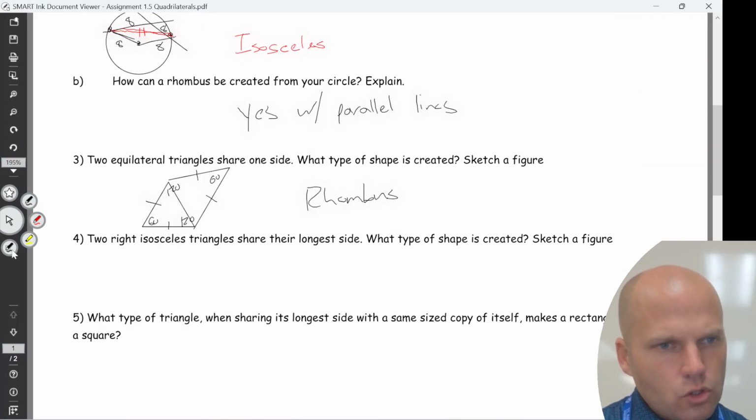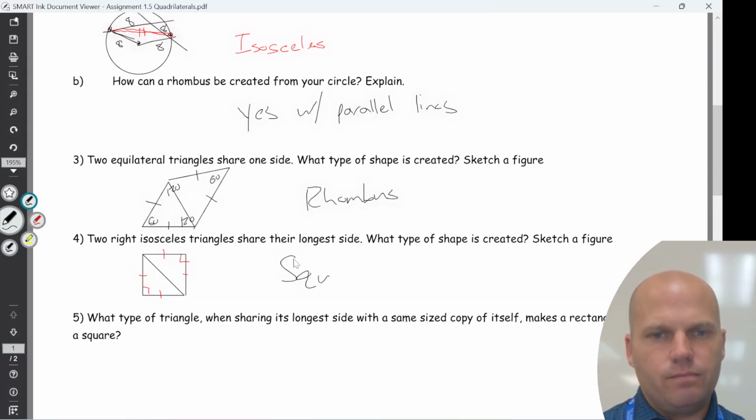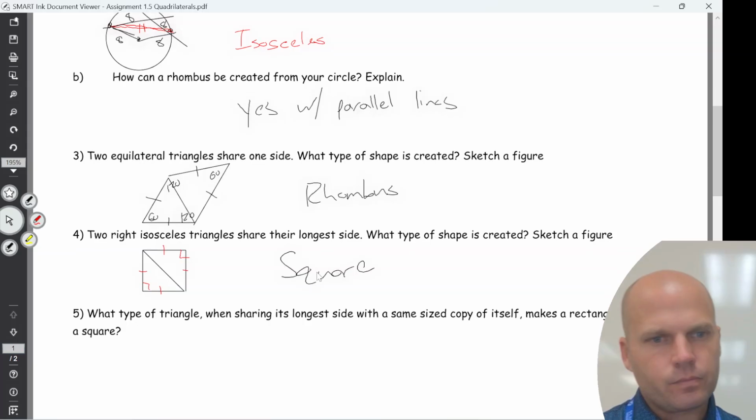Cool. Two right isosceles triangles share their longest side. Here's a right isosceles triangle where the two side lengths are the same and I have a right angle. If I share the same side, that means these side lengths have to also be the same if it's sharing the longest side. It looks like I've just created a square. That's fun.